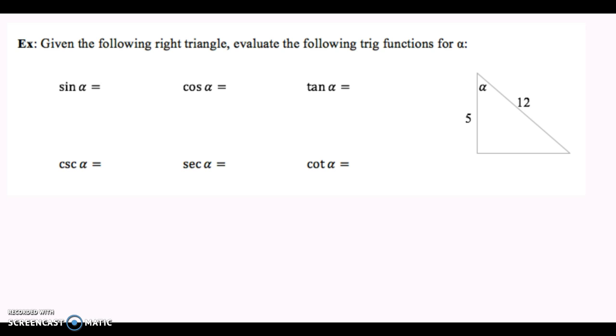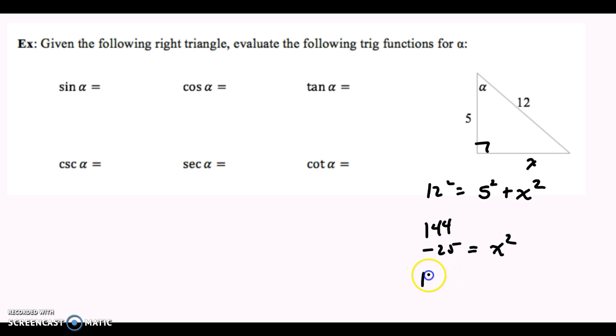Given the following right triangle, evaluate the following trig functions for alpha. So let's go and try this one. I'm given my hypotenuse and I'm given my adjacent side for alpha. They do tell me it's a right triangle, so let's go and find the opposite side. That's going to be the Pythagorean theorem. I'll call that side x. And we'll have 144 minus 25 equals x squared. I believe that's going to be 119. So x is going to be equal to the square root of 119. Only a positive value here.